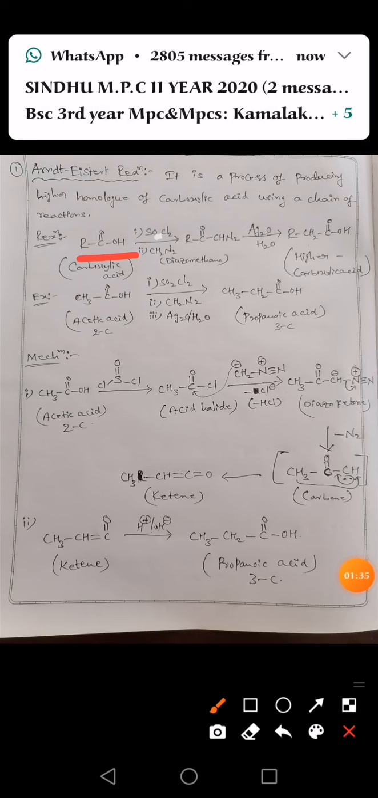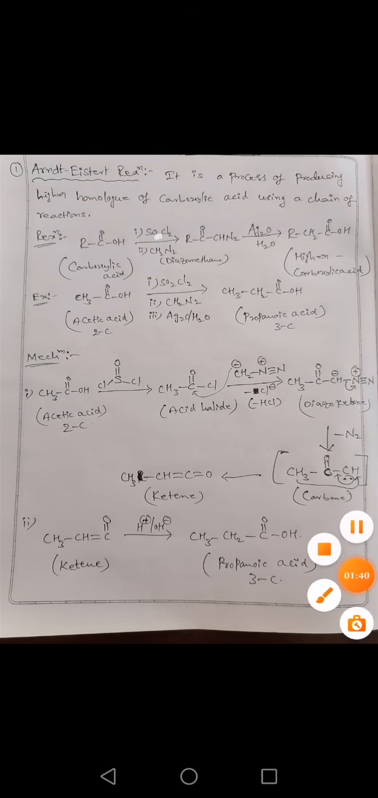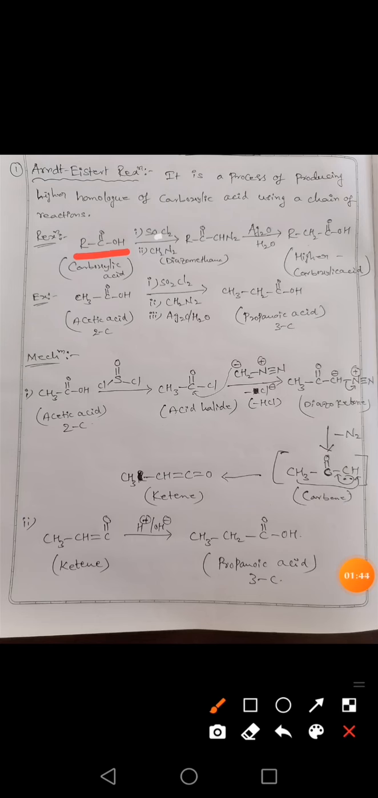In the reactant, there is no CH2 group between R and C=O, but in the product one CH2 is added between R and C=O, which means it increases by 1 carbon. For this purpose we react with thionyl chloride, followed by diazomethane, followed by the reaction with water in the presence of Ag2O.